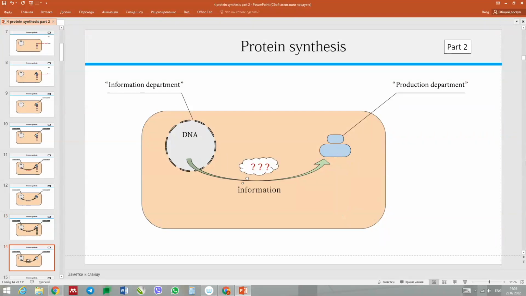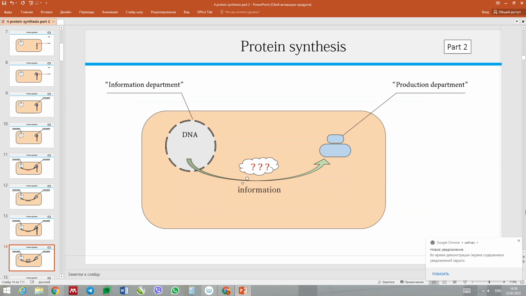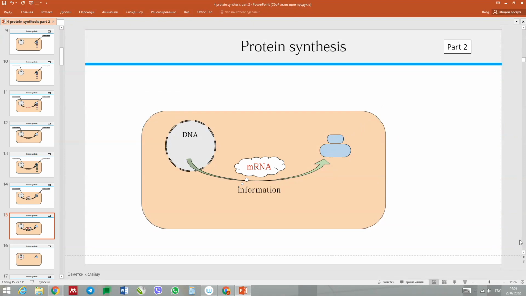So how do we transfer information from DNA that is located in the nucleus to the ribosome that is located outside of the nucleus, inside of the cytoplasm? This is a very important question that has to be addressed. And this is achieved with the help of messenger RNA. Sometimes you may find another term, informational RNA, but messenger RNA is more common.